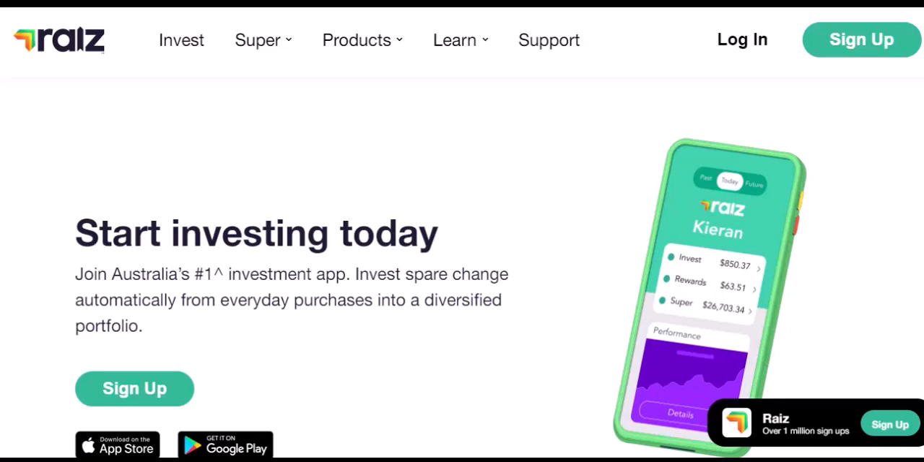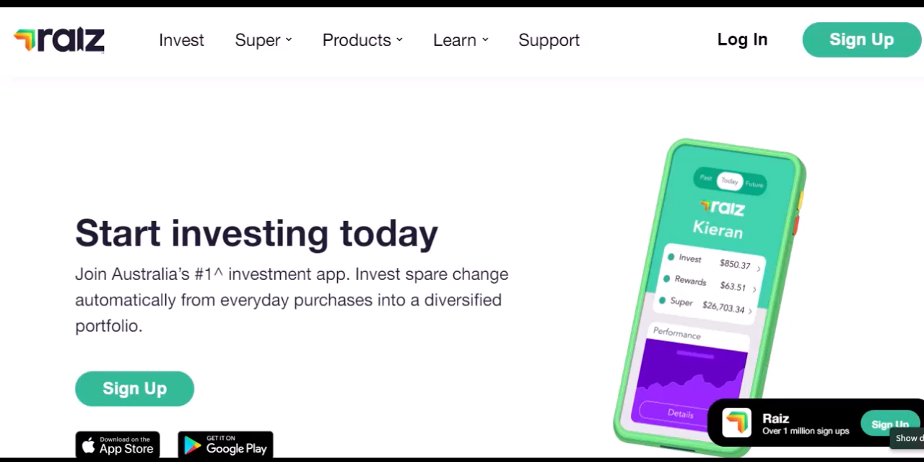Ever stared at a squiggly line on a screen and wondered, what on earth does that even mean? If you've ever opened the Raiz app and been met with its investment graph, you've probably asked yourself that very question. It's not just a random line, it's a story of your investment journey. But deciphering that story? That's where things can get a little tricky.